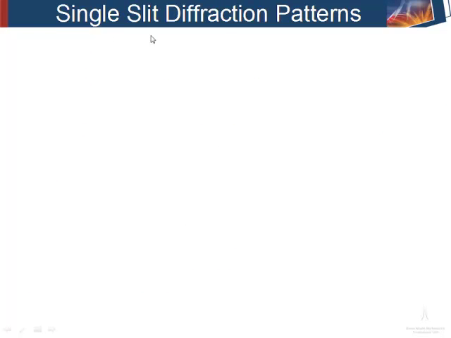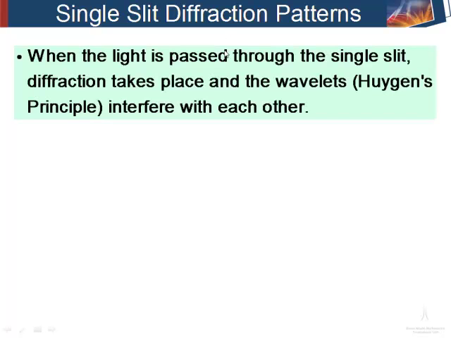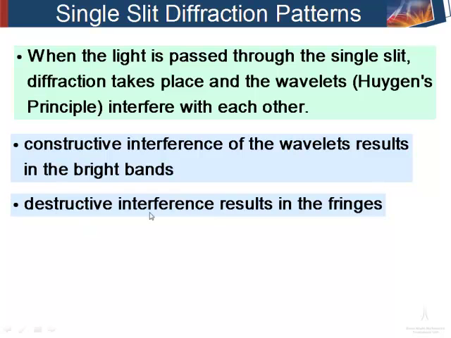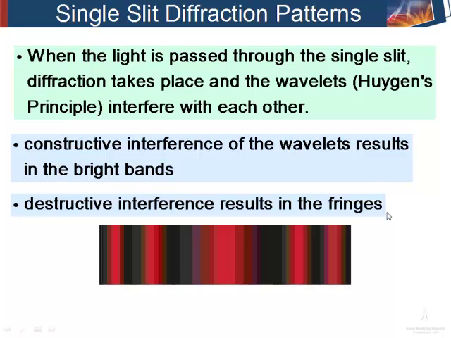An explanation for the single slit diffraction patterns that we observe. Basically, when the light is passed through the single slit, diffraction takes place and the wavelets, according to Huygens' principle, start to interfere with one another. Constructive interference of the wavelets results in the bright bands, and destructive interference of the wavelets results in the fringes. We'll talk about interference at a later stage, but it should not be a strange concept to you. And so that is what you would see. So the light bands are the results of constructive interference, and the dark bands are the results of destructive interference.